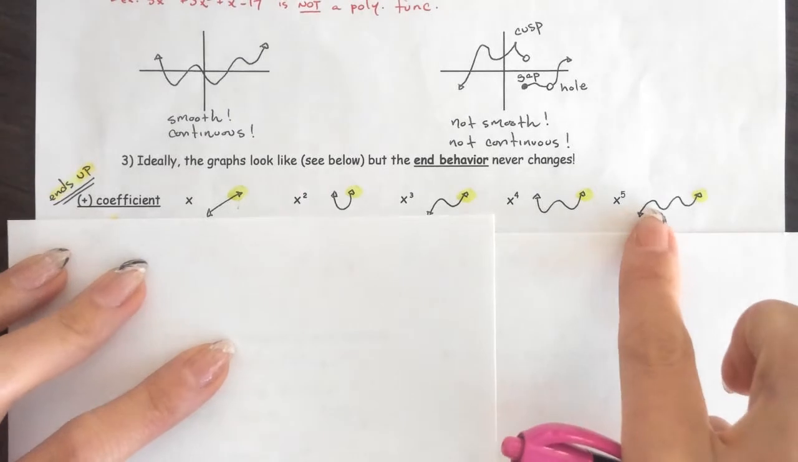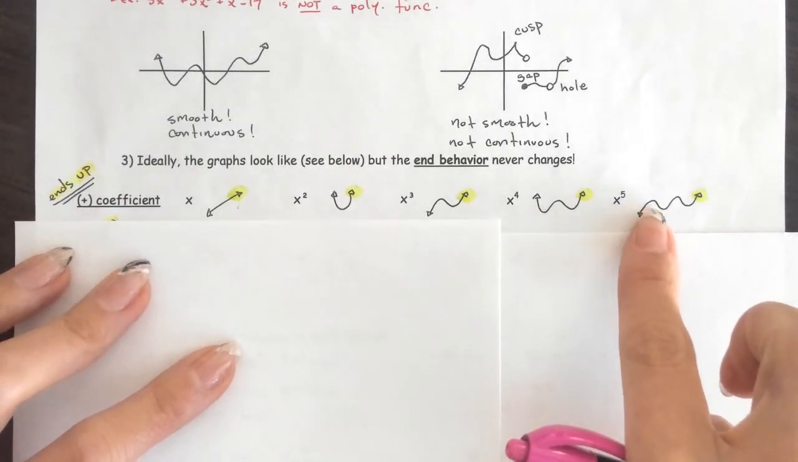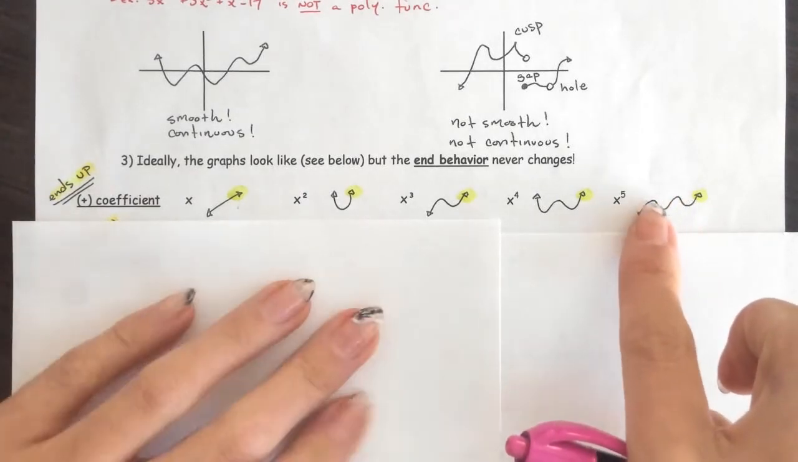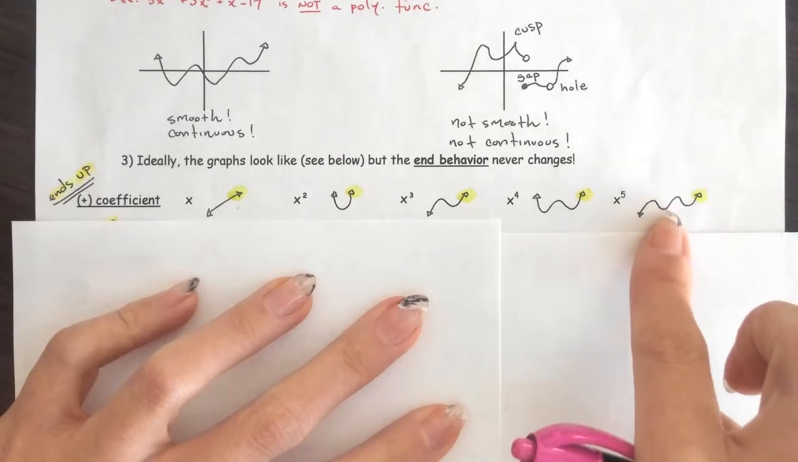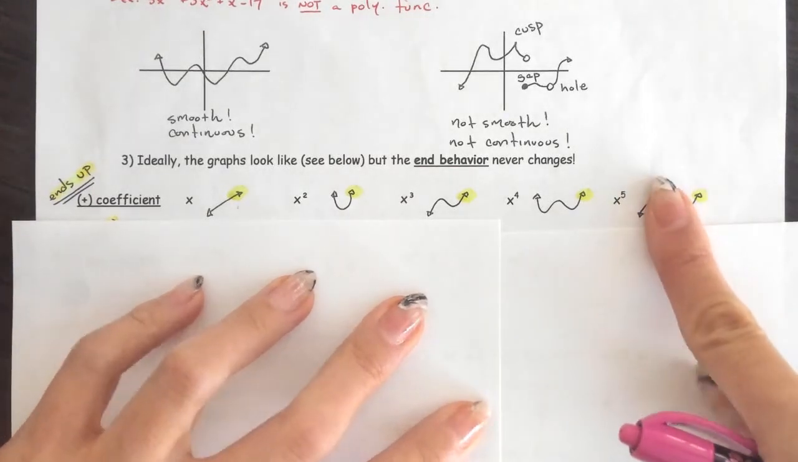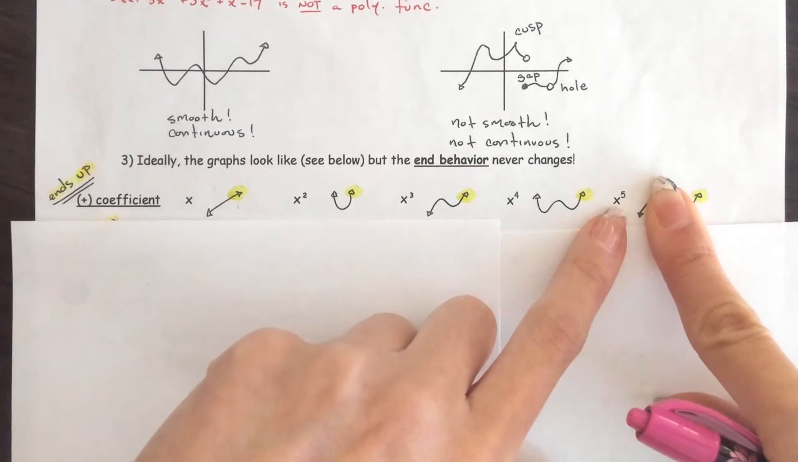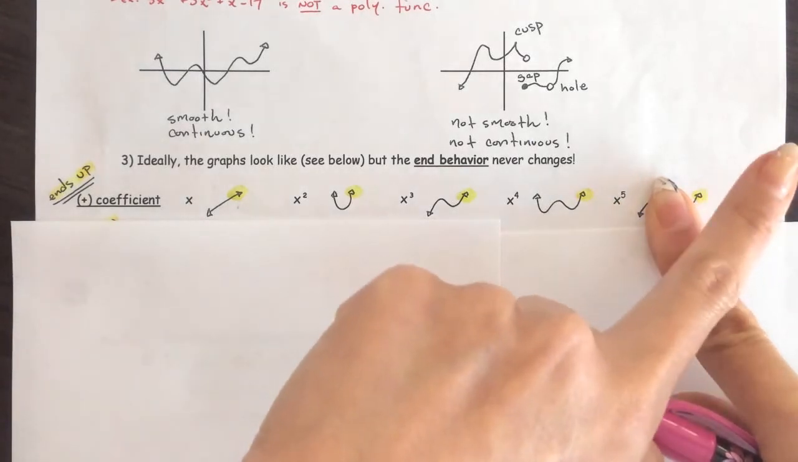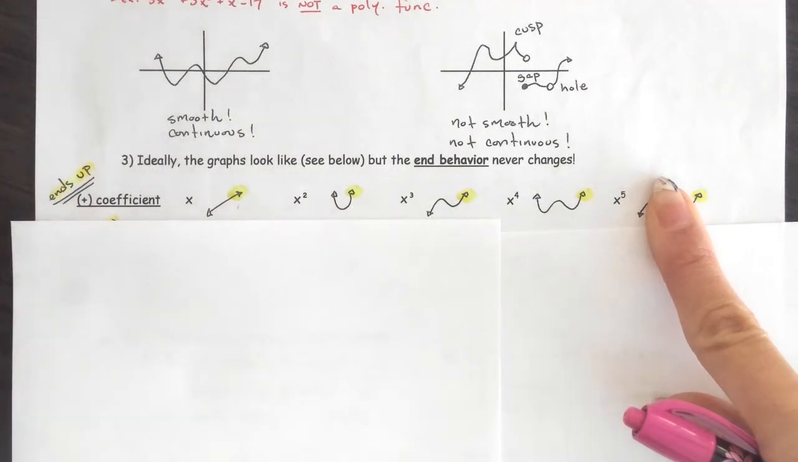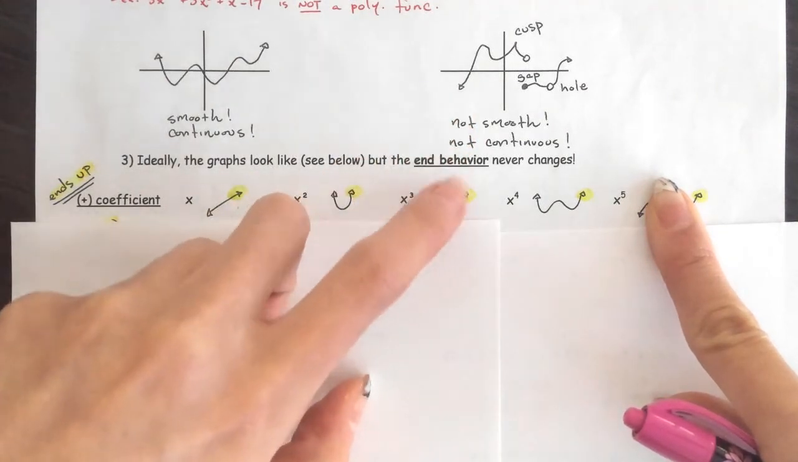The middle part, I'm going to tell you now, varies. It doesn't always look like this, but we know that the end of any function with an x to the fifth with a positive in front is going to look like that. It's going to end going up and it's going to start down here. That's what we know for sure. That's why it's called end behavior.